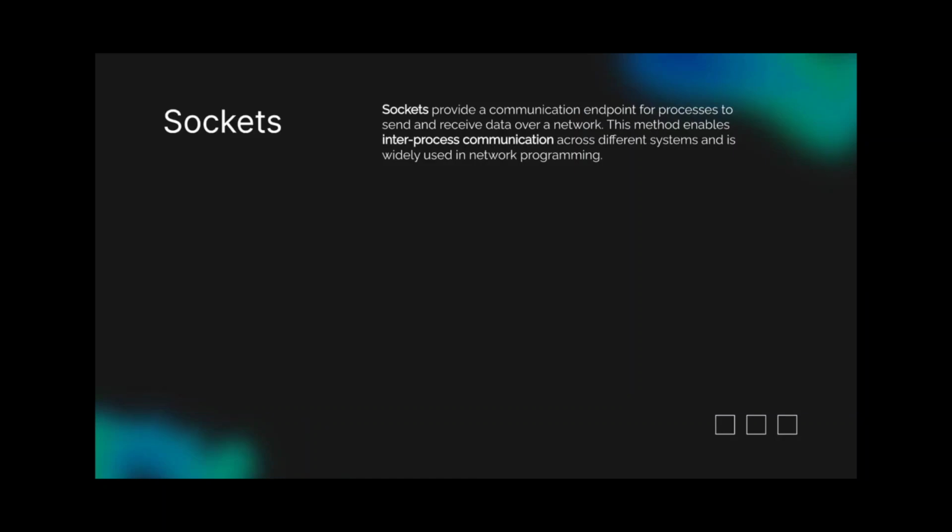Moving on to sockets. Sockets serve as endpoints for sending and receiving data over a network. There are two main types: TCP sockets, which are reliable and connection-oriented, and UDP sockets, which are faster but connectionless. Sockets provide flexibility and are essential for network communication, but they can be complex and require careful security considerations.